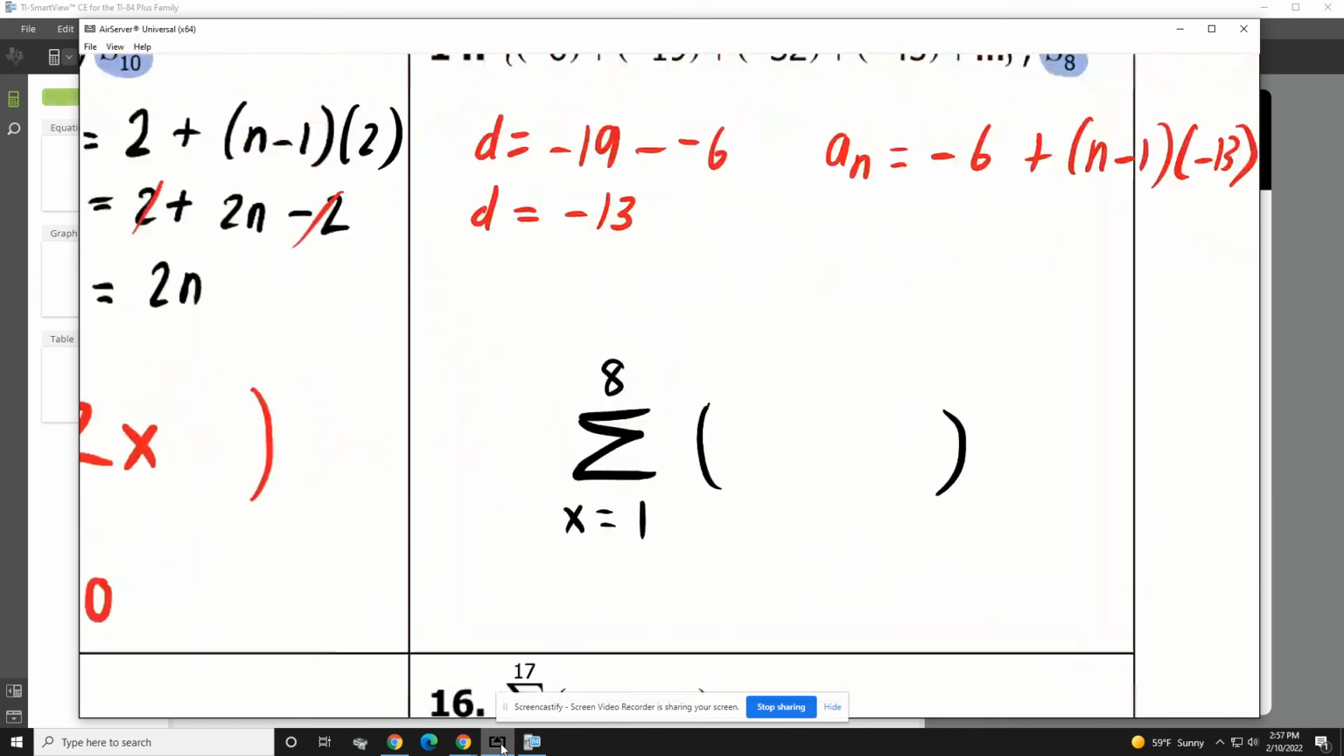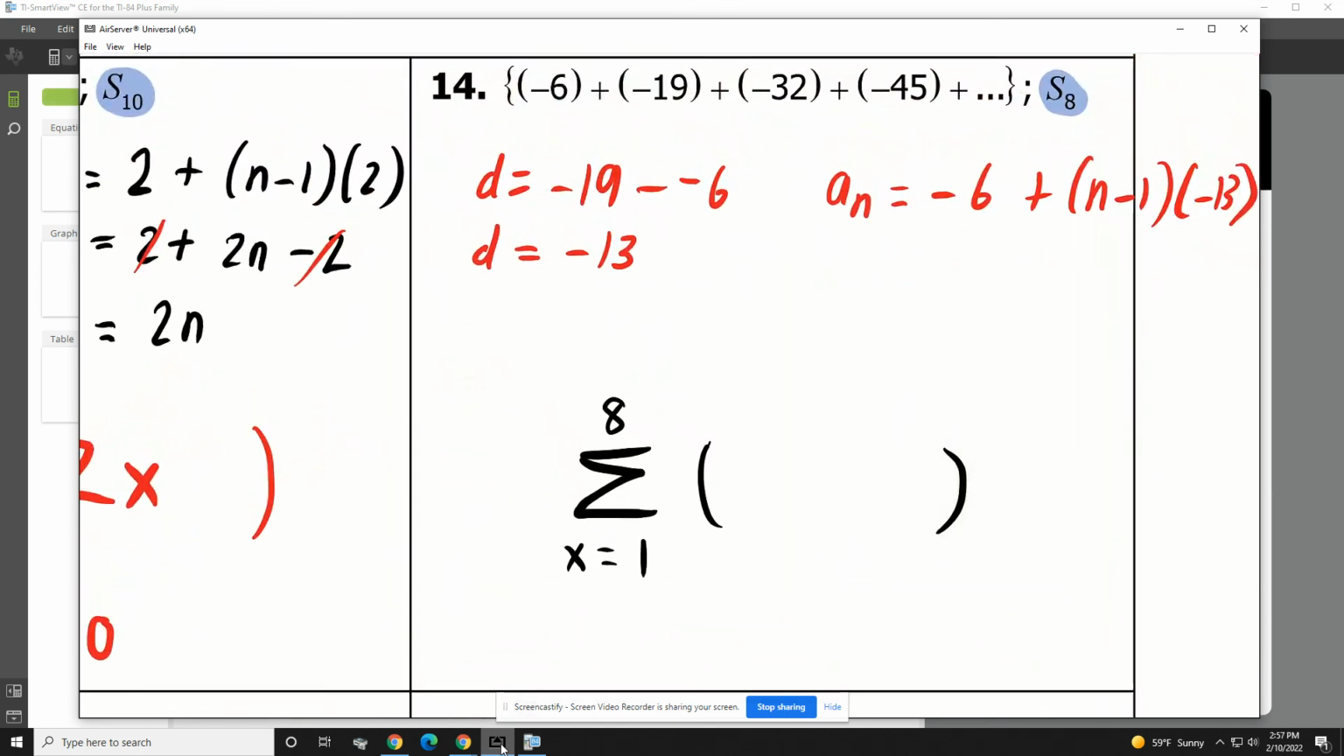Okay, let me zoom in. I'm afraid y'all are not going to see this. Okay, so we're going to distribute the negative 13, leave the negative 6 plus alone. What is negative 13 times n? Negative 13n. And what's negative 13 times negative 1? Positive 13. Again, last thing, I always put my variable part first, so negative 13n, and negative 6 plus 13 is a positive 7. There's my explicit formula that represents this sequence.